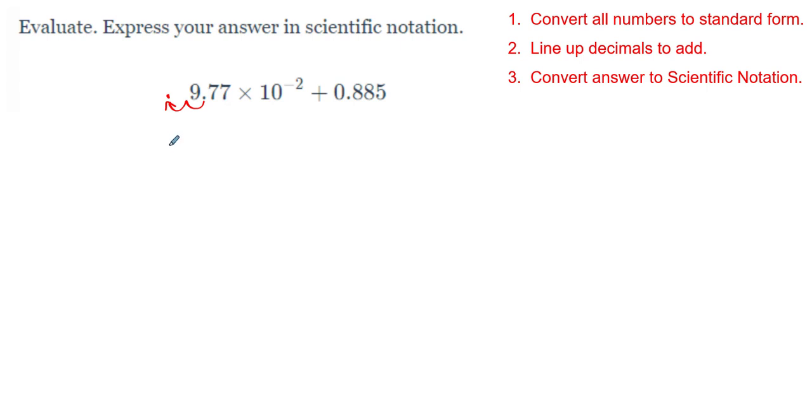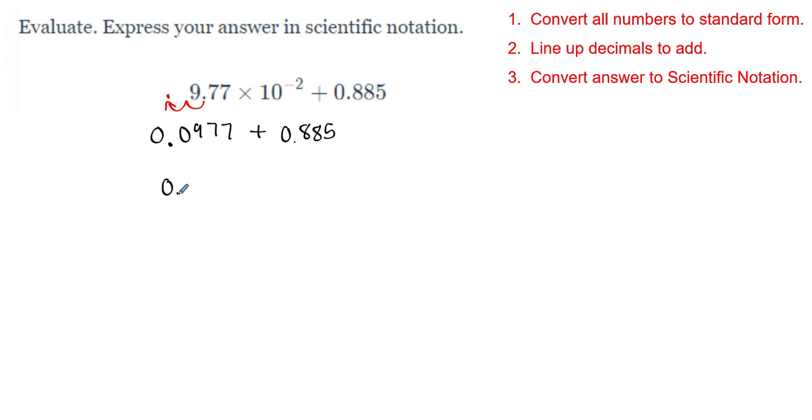So I would write, here, let's put my decimal. I'm going to put a 0 in front, and then I'm going to use a 0 for this spot right here, and then write 977. And that's converting that one from scientific to standard, or just a typical number. And to that, we have to add 0.885. Step number 2, we want to line up the decimals.